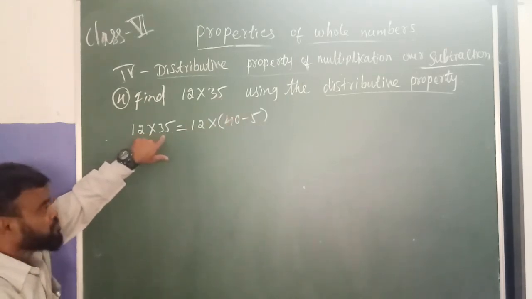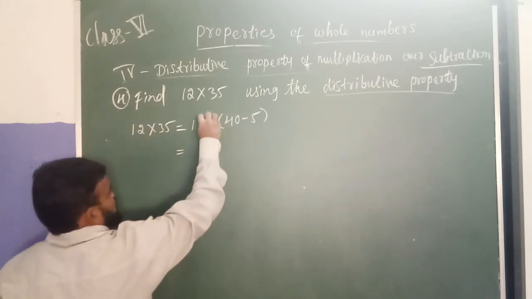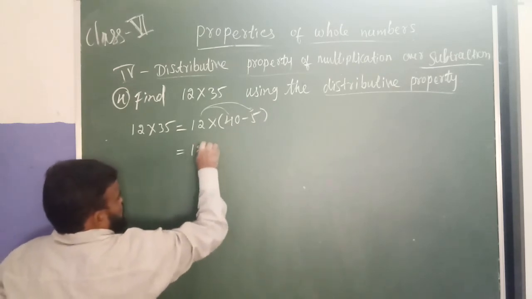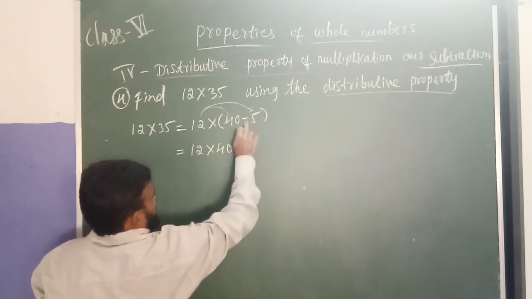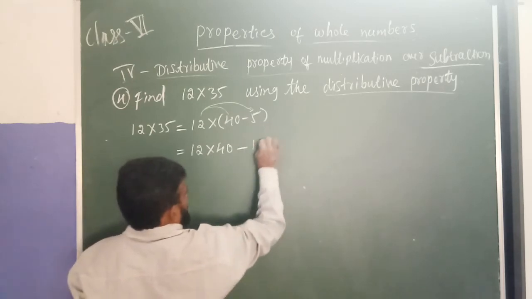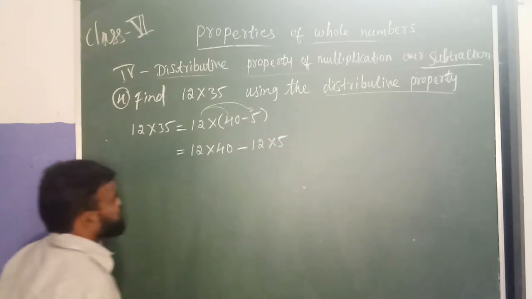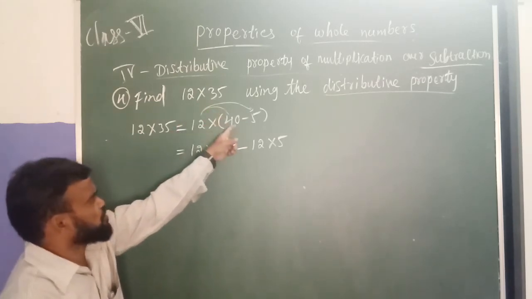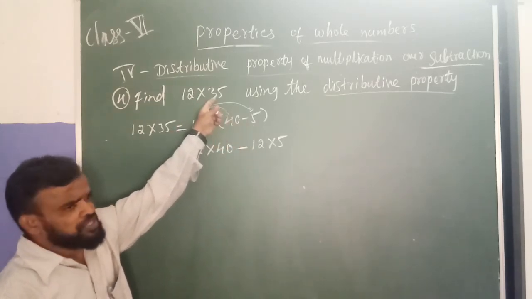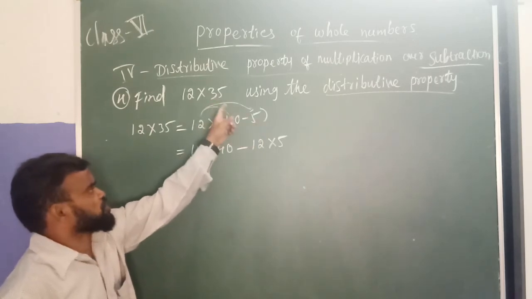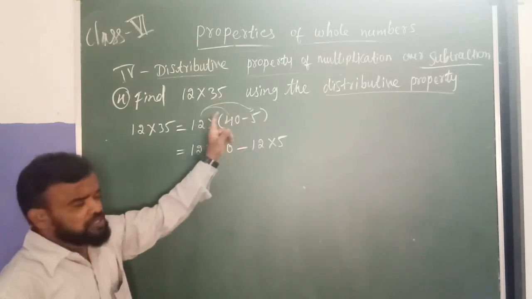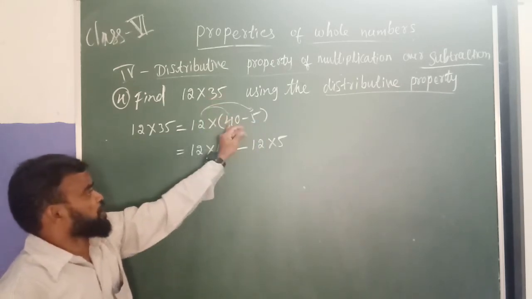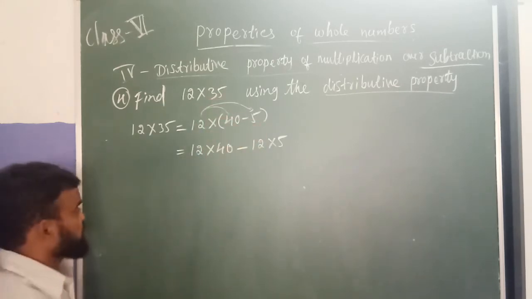Did you understand? Now again distributing, we are applying the distributive property. This into this multiply, again this into this multiply. 12 into 40 minus 12 into 5. Very simple thing. If any numbers like 35 are there, we can take them in a subtraction. 45 is there, 50 minus 5. 65 is there, 70 minus 5. 75 is there, 80 minus 5. Like that you have to take. 95, 100 minus 5. Understand? Like that we have to take.